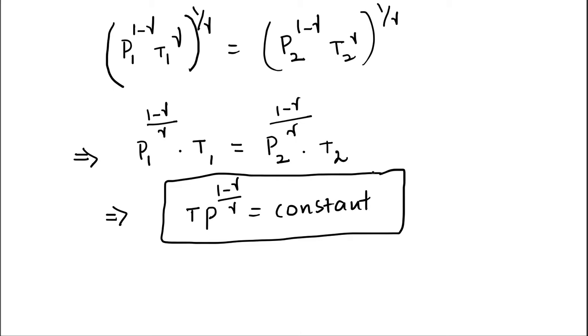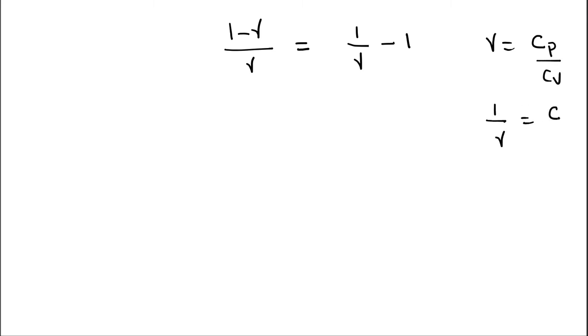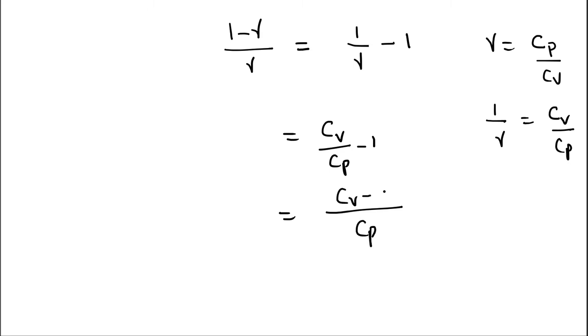Let's also simplify this term, 1 minus gamma over gamma. What is that in a simple form? If we distribute the denominator to both the terms in the numerator, we get 1 over gamma minus 1. And we know gamma equal to Cp over Cv, so 1 over gamma becomes Cv over Cp. That makes this Cv over Cp minus 1. Now if I take the common denominator Cp, I get the numerator as Cv minus Cp.